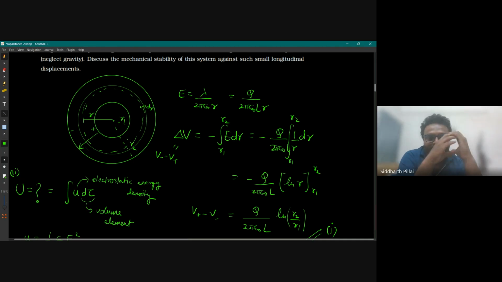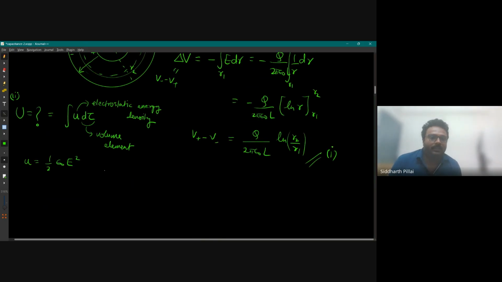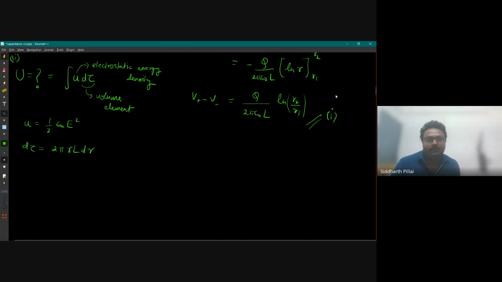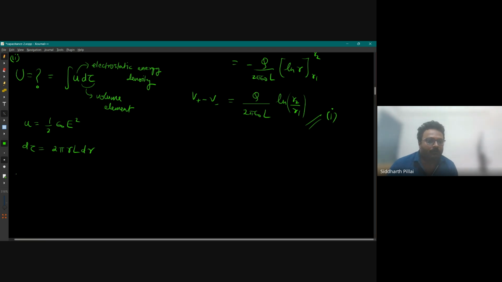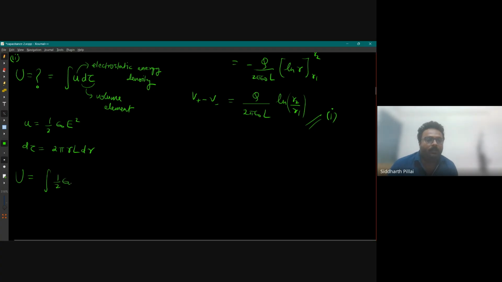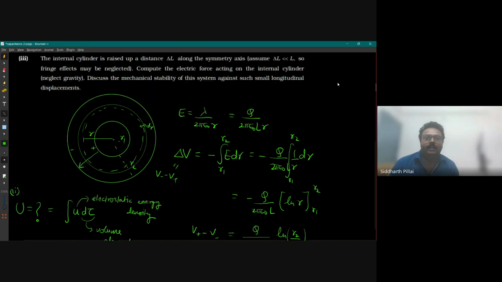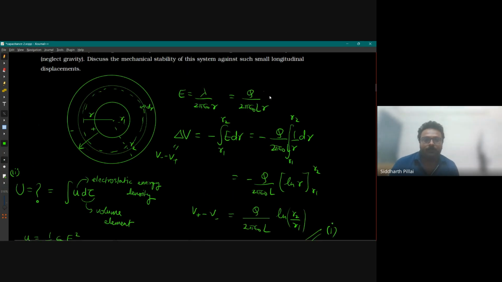So its curved surface area would be 2 pi RL multiplied by the thickness dr. That gives you the volume of that thin cylinder, right? So that volume element d tau is nothing but 2 pi RL, the curved surface area, multiplied by dr, the thickness. That gives you the volume of that shell. So this gives you U is equal to the integral of half epsilon naught E squared. We just found out what E is, right? It's given. So let's substitute that here.